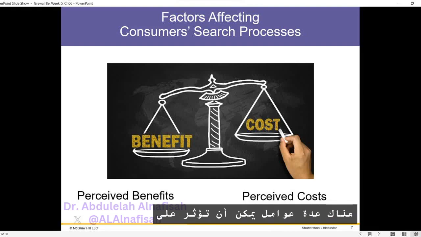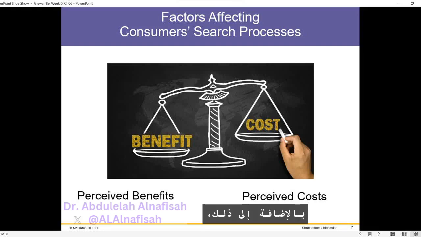Several factors can influence consumers' perception of benefits and costs related to the search process. For instance, the complexity or novelty of the product or service may increase the perceived benefits of conducting an information search, as consumers feel the need for more information to make an informed decision. Additionally, the level of involvement or importance attached to the purchase decision can influence the willingness to search for information. If the purchase is significant, consumers are more likely to engage in an extensive search.